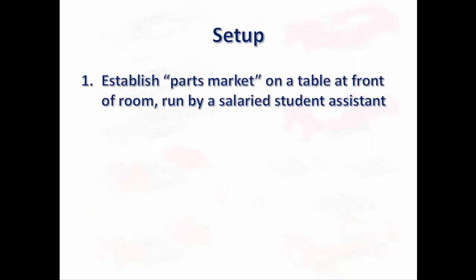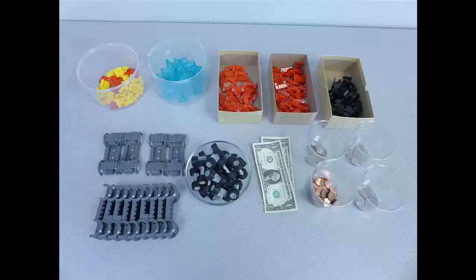Setup. First, we want to establish the parts market on a table at the front of the room, and this is run by a salaried student assistant. So I'll pick one student at the beginning of the activity and say, who wants to earn a guaranteed $2? Usually an offer of a guaranteed $2 salary will attract several students, so I pick a student to be my assistant and run the parts market. And here's a picture of what that parts market looks like.